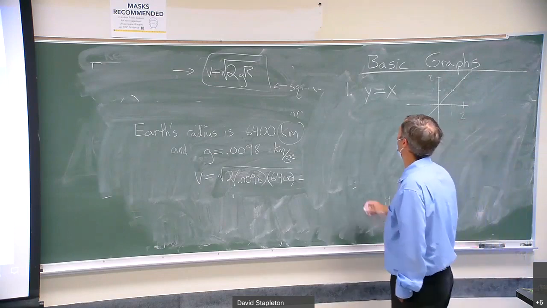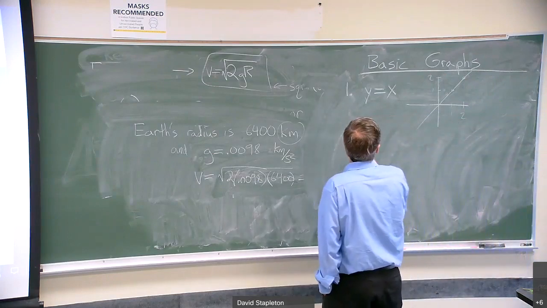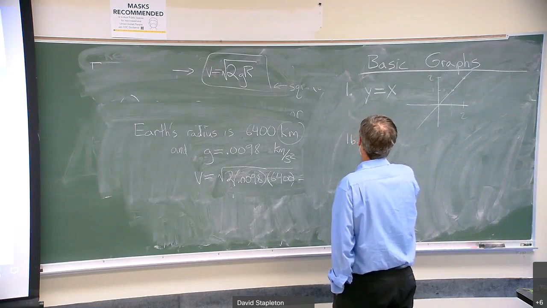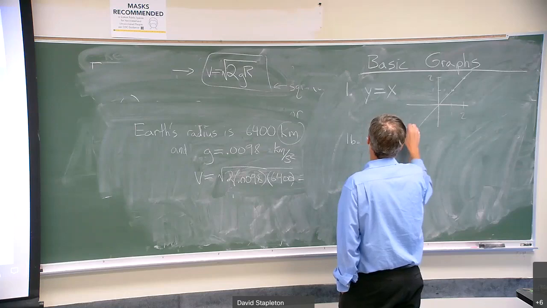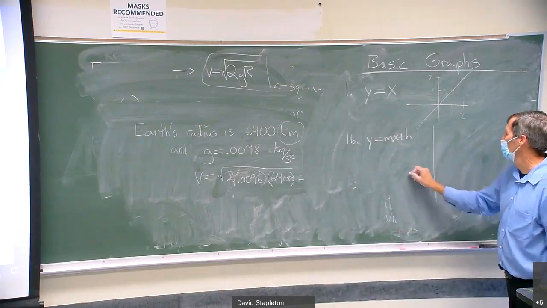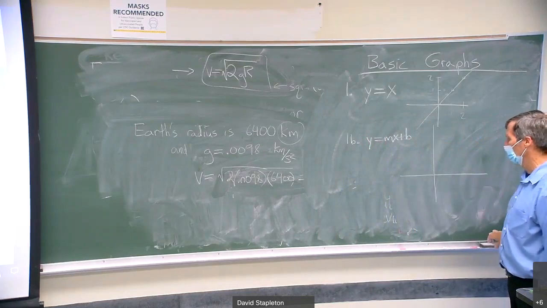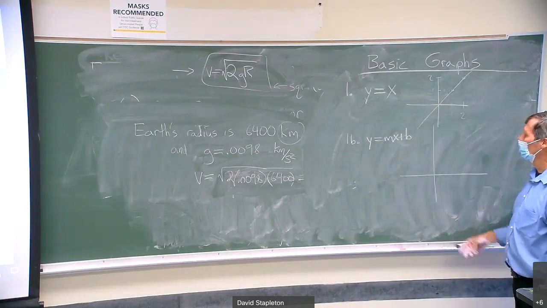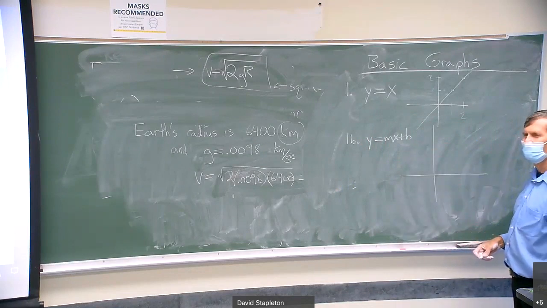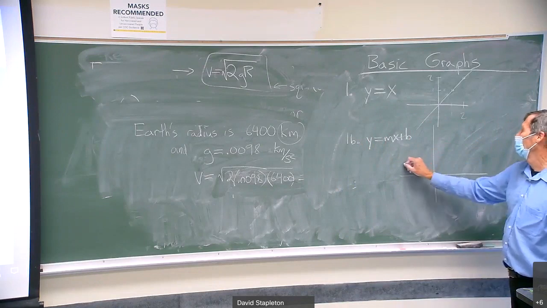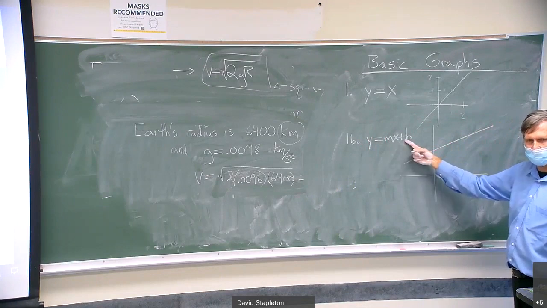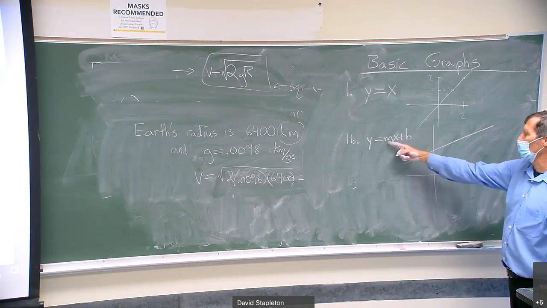And then I'm going to do one more here. Call this 1b: y equals mx plus b. What if you have this kind of graph? What does this come out to be? We did this one, this is my fault. It's a line with slope m and y-intercept b. Remember, this is slope-intercept form for a line. Every line that's not vertical can be written in this form.